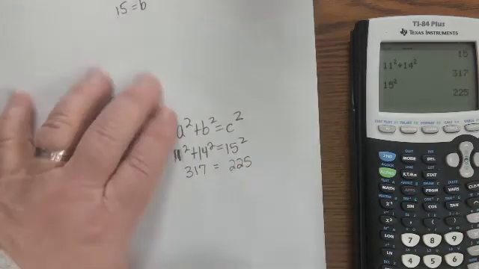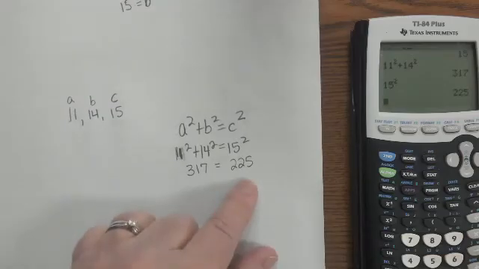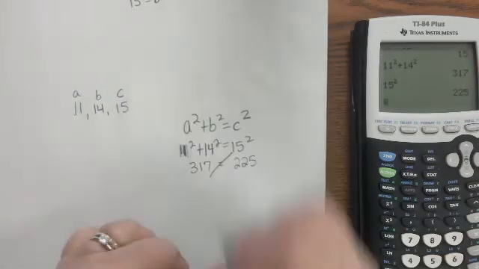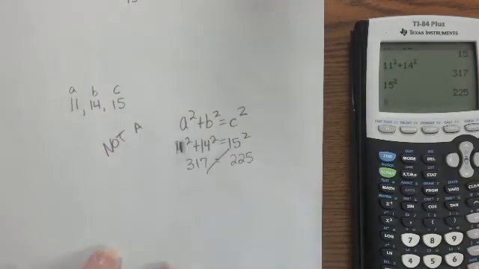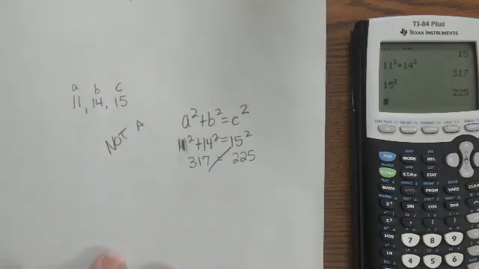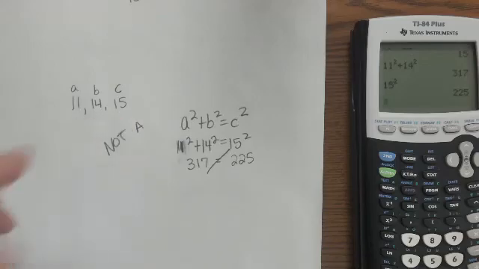So is 317 equal to 225? No. So it cannot be a right triangle. This is not a right triangle. Okay? So if you're given numbers, or sometimes you're given examples, and you're asked, is this a right triangle? If the numbers don't work, remember the longest side always has to be C. Then it is not a right triangle if you don't get two sides of your equation that are equal.